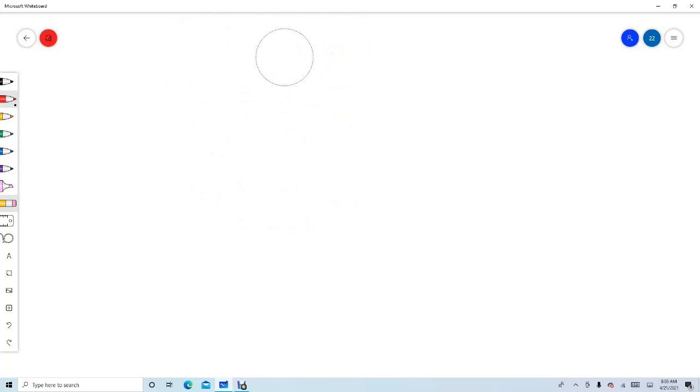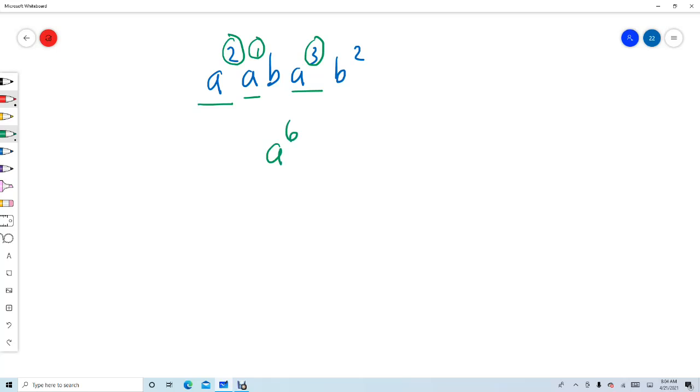Let's do one more real quick. A squared, a b, a cubed, b squared. All right? Let's look at our a's. Obviously, a comes before b. This a all by itself there is understood to have an exponent of 1. So I just add those. I have 2 plus 1 plus 3. That's 6. A to the 6th.